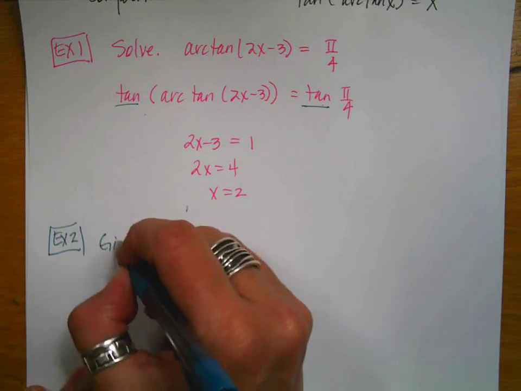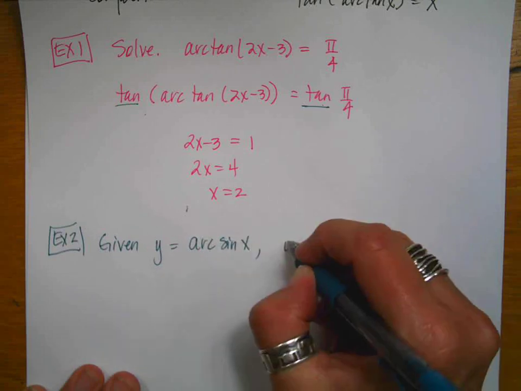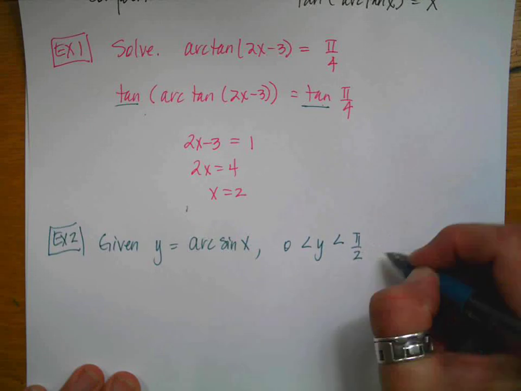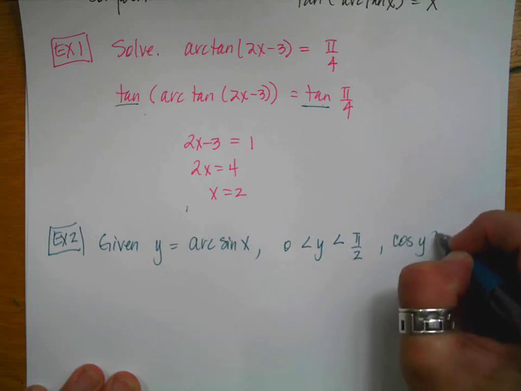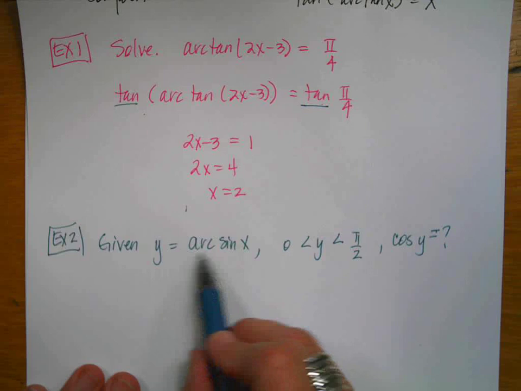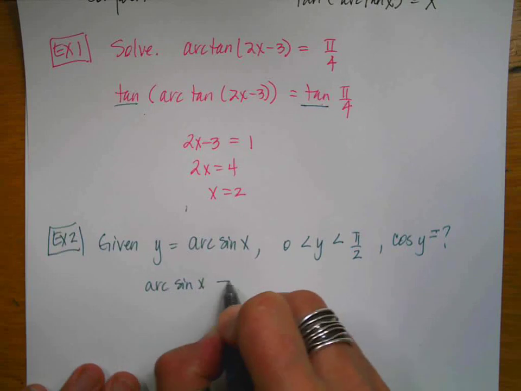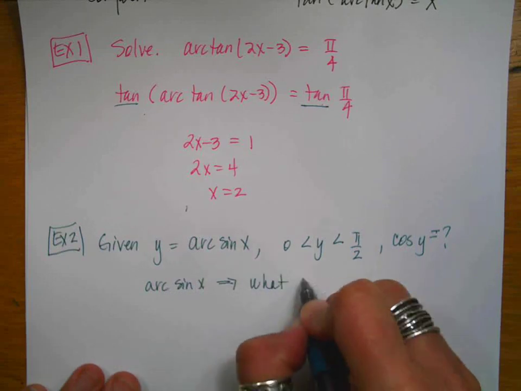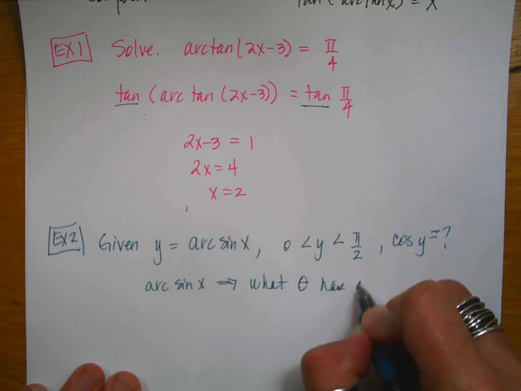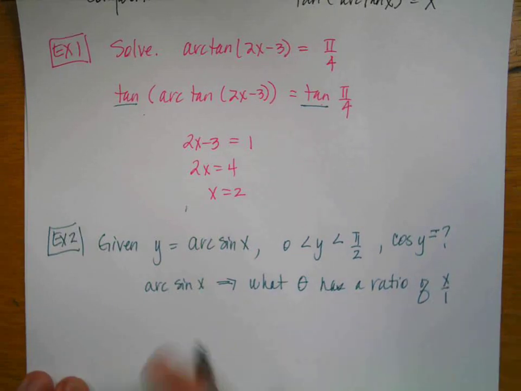So for example number 2, let's scoot my paper up so you can see, I'm going to be given that y is equal to the arc sine of x, and 0 is less than y is less than pi over 2, and I want to find the cosine of y equals what? Okay, so the first thing that I'm going to do is I'm going to manage this information. This equation, the arc sine of x, says what angle, what theta, has a ratio of x over 1.